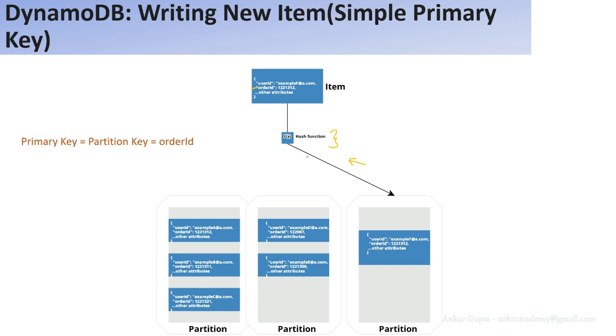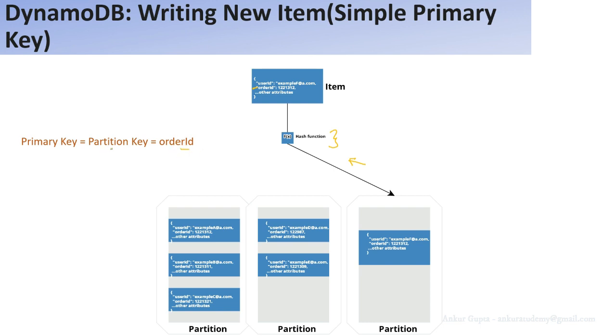Now all this hashing and retrieving and storing of item inside the table is done by AWS. So this is fully managed. We do not have to take care of it manually. We do not have to write any algorithms or logic to do this. AWS takes care of the whole operation for you. All you have to do is define a good partition key.